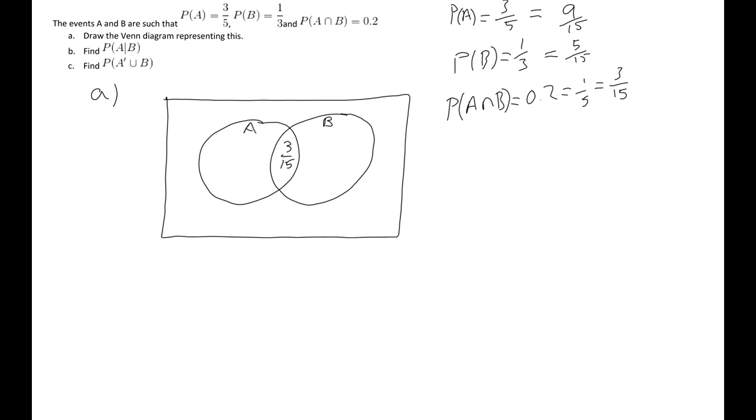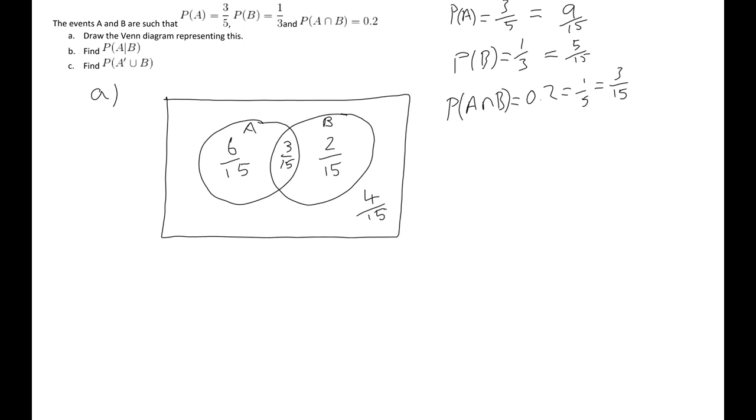So we now know that this area here is 3/15. Now, all of B is 5/15, which means that what we've got left of B must be 2/15. And all of A was 9/15, so what we've got left of A must be 6/15. Okay, so now we want to see what's left outside of this. 6, 7, 8, 9, 10, 11. So what we've got left out here is 4/15. Okay, that's our Venn diagram done, and now we know where each section is, setting us up nicely for the next bit.